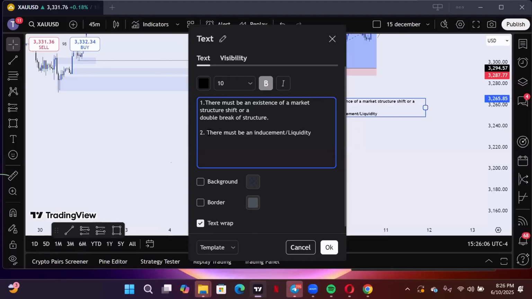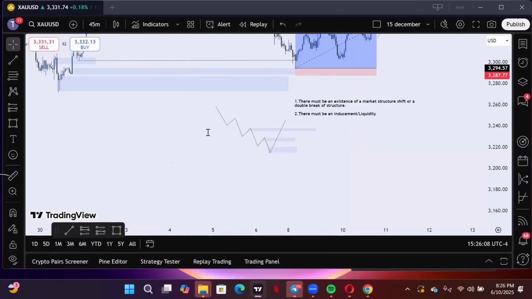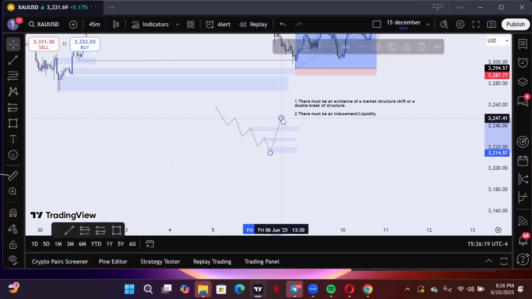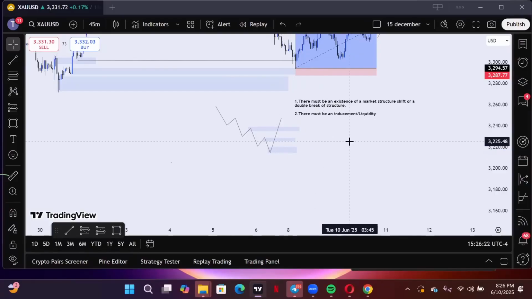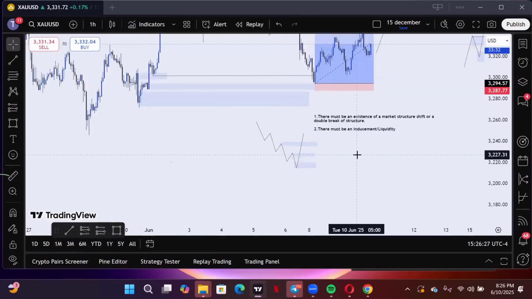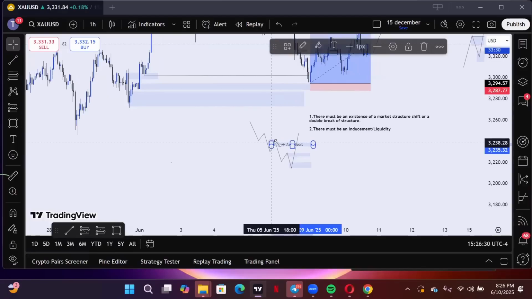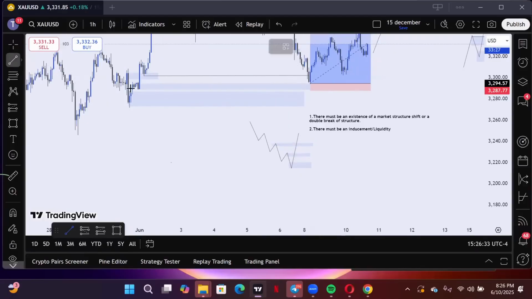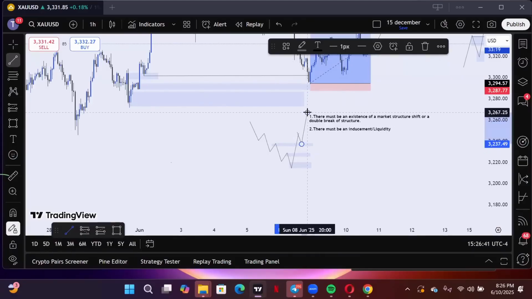It means that after you've gotten your market structure shift, the second thing you should be looking out for is the pullback that the market will make after that structure shift. After the market gives you that double break of structure or market structure shift, the next thing you pay attention to, after that candle closes, is the pullback that the market will make. That's what you're going to be looking for. If the market has given you a structure shift, the next thing is to ensure that there's an inducement or liquidity. I'm expecting the market to give me a pullback before eventually pushing back up. So that is the second rule: there must be an inducement or liquidity.